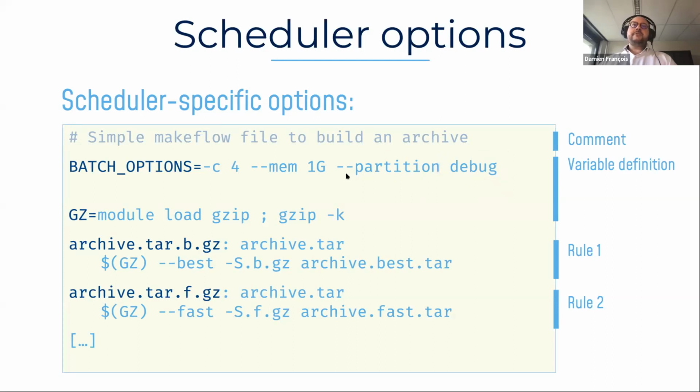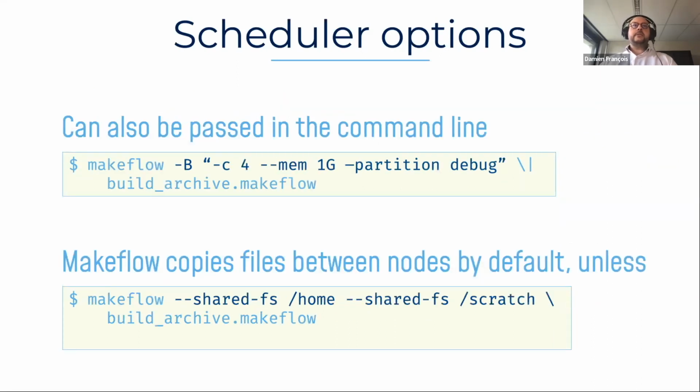You can also specify the batch options on the command line, like this, with dash capital B, and then again the same line. One thing that is interesting is that by default, Makeflow will copy files between the nodes, unless you specify that there is a shared file system. That is done with the --shared-fs option, where you specify here as an example that /home is shared and /scratch is shared.